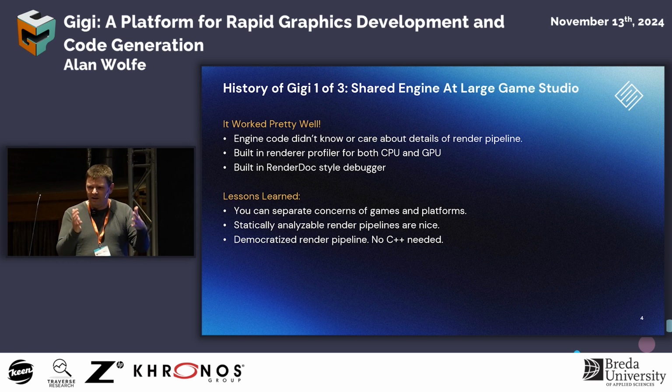So we went ahead, and I made this thing, and it worked pretty well. The engine code didn't know or care about the details of the render pipeline, so there weren't if statements and pound defines for different games and different platforms. And also, because the work is statically analyzable, it was real easy to make a rendering profiler that would show you for each node in the render graph how much time it took on the CPU and GPU.